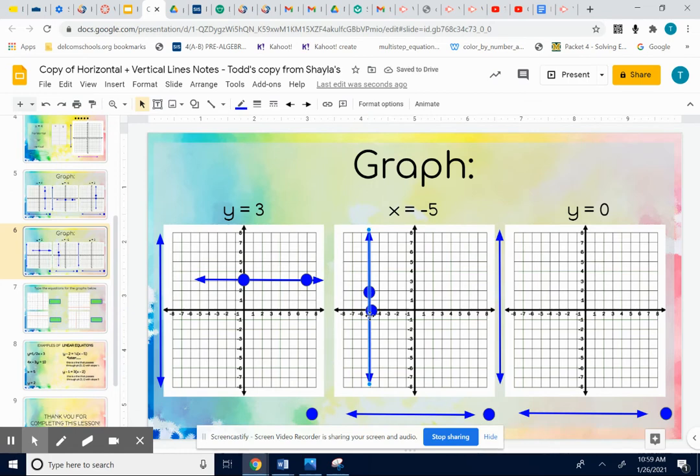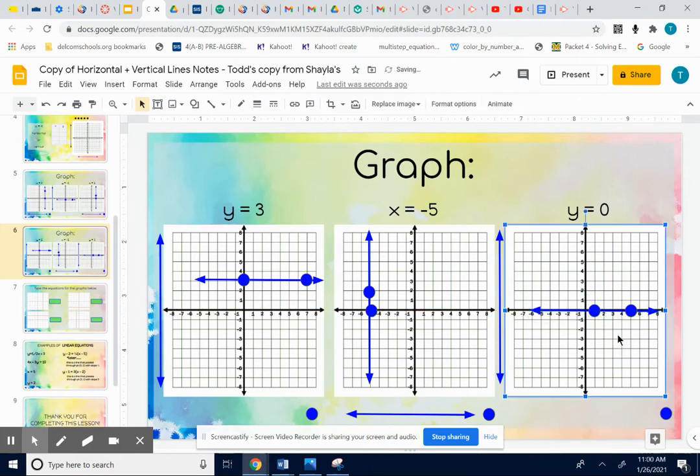Okay, y equals 0. Think of points that have a y-coordinate of 0, like (1, 0), or like (5, 0) on the right. You're going to have a horizontal line. It's actually just the x-axis. Okay, y equals 0 is basically just the x-axis.